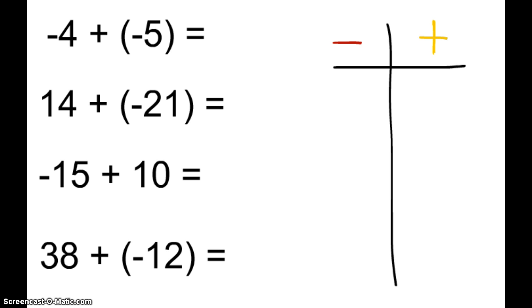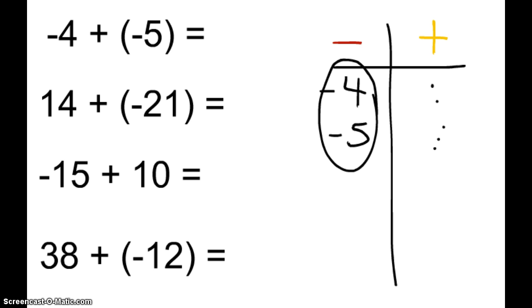All right, so let's work these practice problems. Negative 4 plus a negative 5. Well, if I've got 4 negatives here and 5 negatives also on the left, I have no 0 pairs on this side. So I'm just going to combine all of my negatives, and I'm going to get negative 9. 4 negatives and 5 more negatives make 9 negatives.